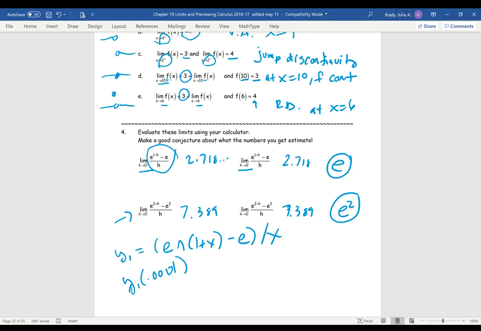Next year, you're going to learn that the derivative of e to a power is e to the power, which is super cool. All right, think of me when you learn that.